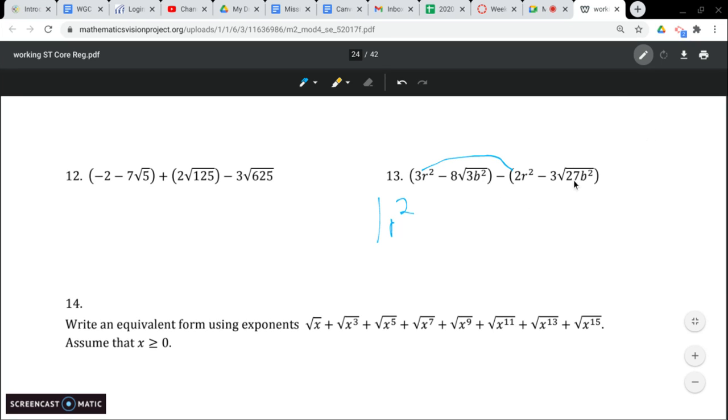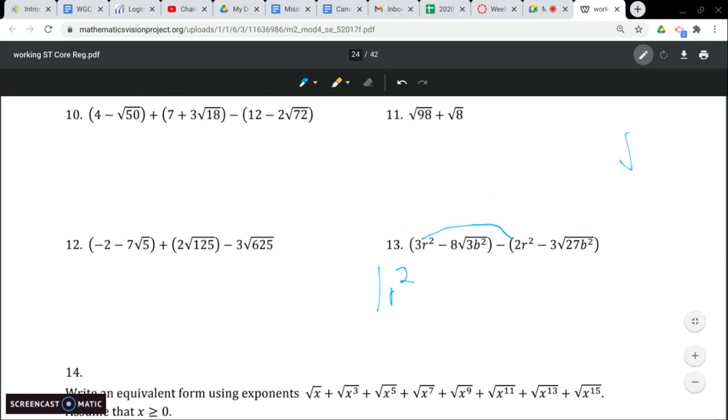But now this part here, we have 3b squared and we have 27b squared. That doesn't work out. So we have to simplify the 27b squared. We're going to leave the b squared because the b squared is also in this one, so we're not going to change that. But the 27, what's a perfect square that goes into 27? Well, 9 times 3 is 27. 9 is a perfect square. The square root of 9 is 3. So we're going to have 3 square root of 3b squared.